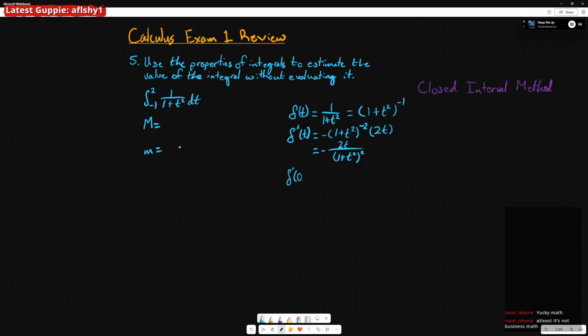So f prime of t is equal to 0 when t is equal to, okay, let's see, 0, between -1 and 2. We got, I guess, just 0, because you can't actually remove t at the bottom because it's always positive since it's squared.